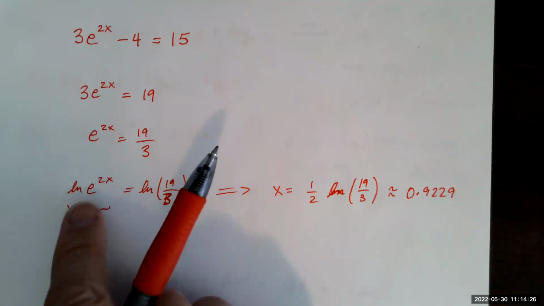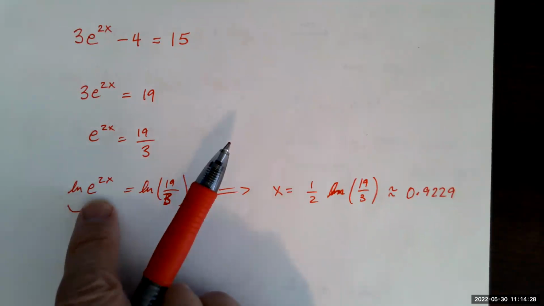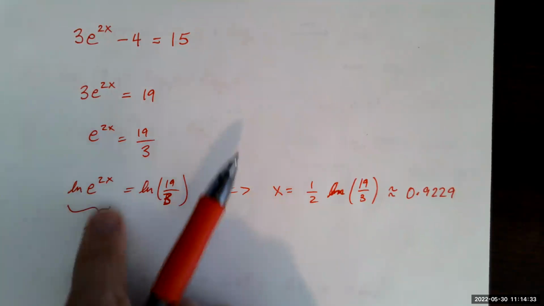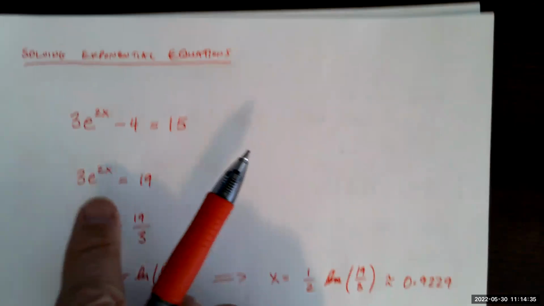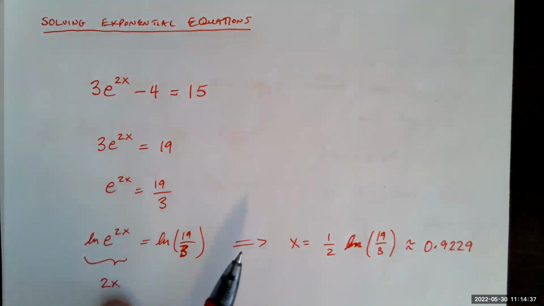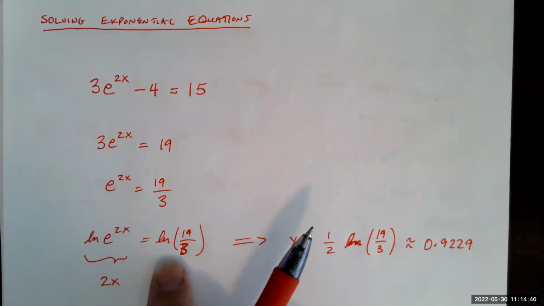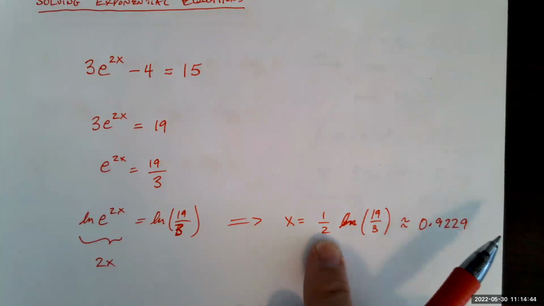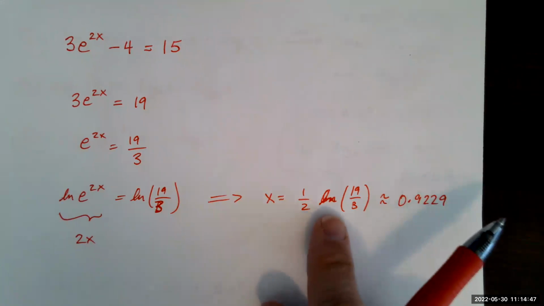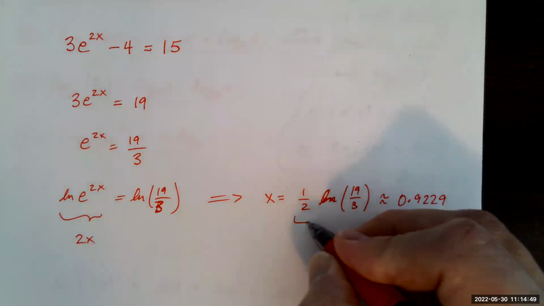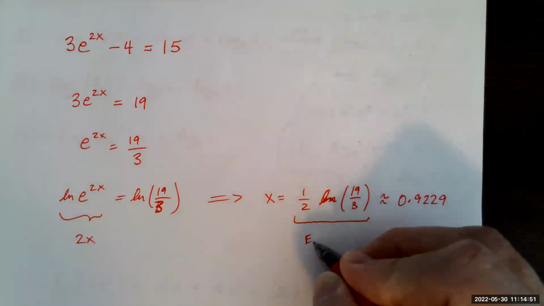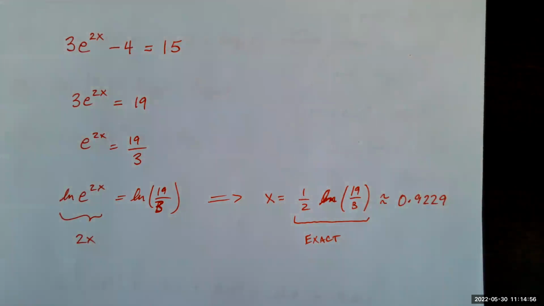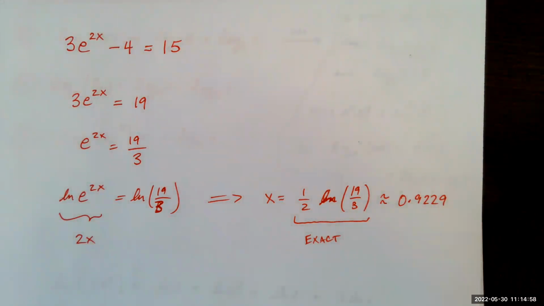How do I undo that? I take the natural log of both sides. And the natural log of e to the 2x is just 2x. That's that inverse relationship we just talked about. And so 2x is the natural log of 19/3. I can now divide both sides by 2, or multiply by half, and I get x is 1/2 natural log of 19/3. This is the exact value, and a lot of times you might be asked to give an exact value with fractions and logarithms, and that's the way you'd write it.